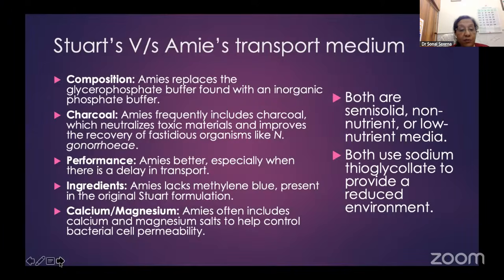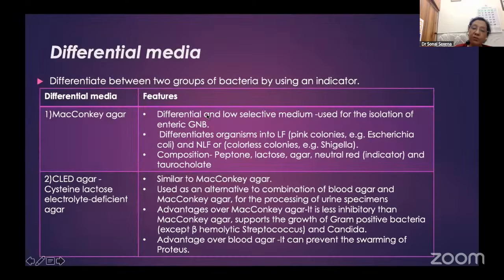Amies lacks methylene blue, which is present in the Stuart formulation, and Amies usually includes calcium and magnesium, which control the bacterial formation. What is common? Both are semi-solid, both are non-nutritive, both are low nutrition media because we don't want them to grow. Both use a base of sodium thioglycolate to provide a reduced environment. Now, another transport media is Robertson cooked meat media for anaerobes, but that is for some other day.